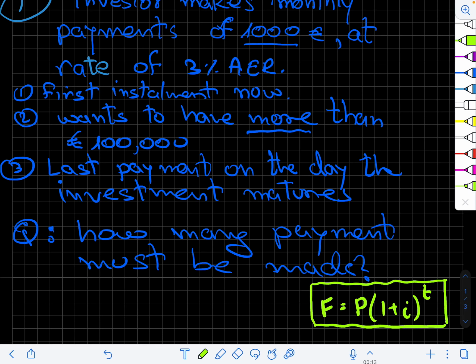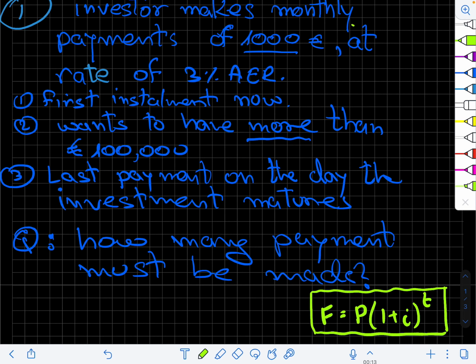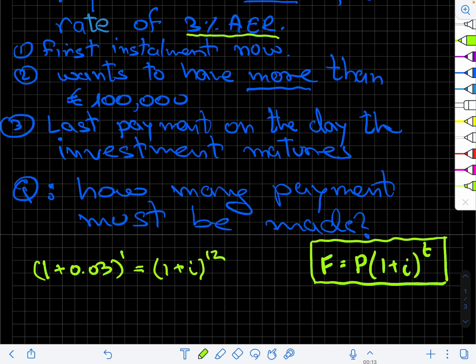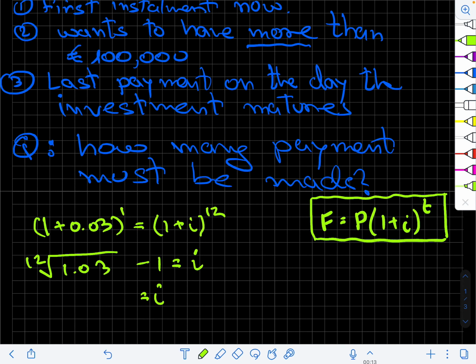In order to use this formula, first of all, we know that this guy is making monthly investments. So we need to change the AER, the annual equivalent rate, into monthly. So we'll do that first. So 1 plus 0.03, which is the 3%, if it's invested for 1 year, needs to be the same as if he invests at a different interest for 12 months, because this is monthly. We rearrange, so it's the 12th root of 1.03, and then we take 1 to get the i itself. Calculate this in the calculator, and in this question they wanted 3 significant figures.